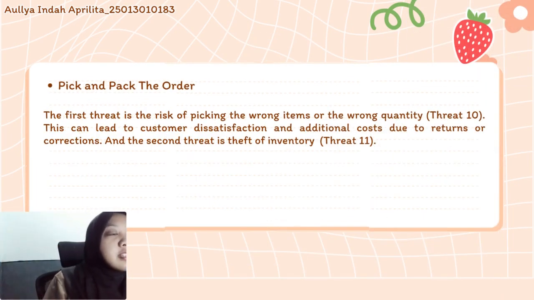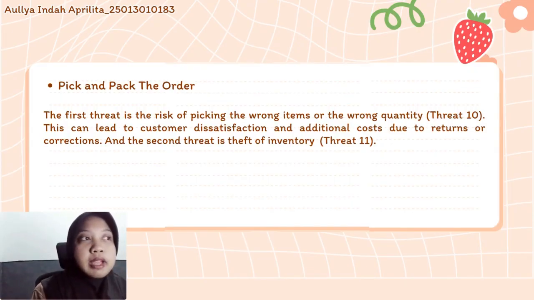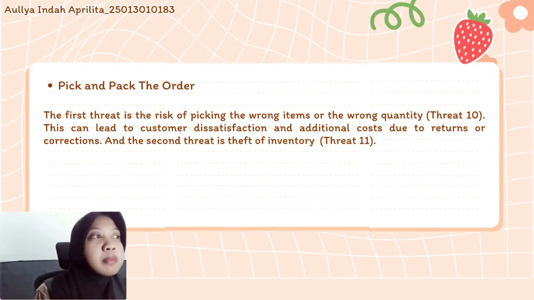The first threat is the risk of picking the wrong items or the wrong quantity. It is stated in Threat 10. This occurs in the warehouse when employees select goods for customer orders. If mistakes happen, customers may receive incorrect items, and returning the items also causes disruption to the warehouse.